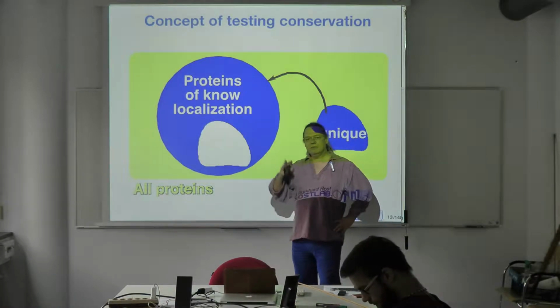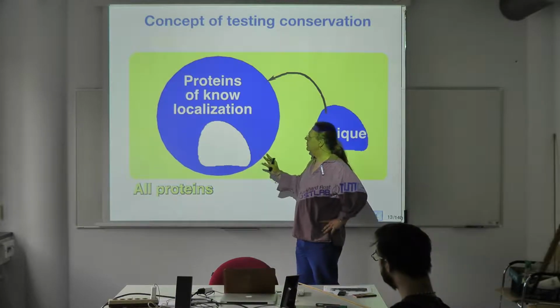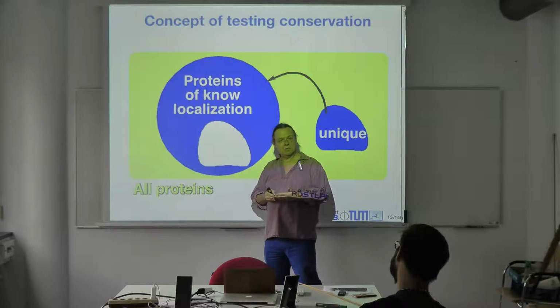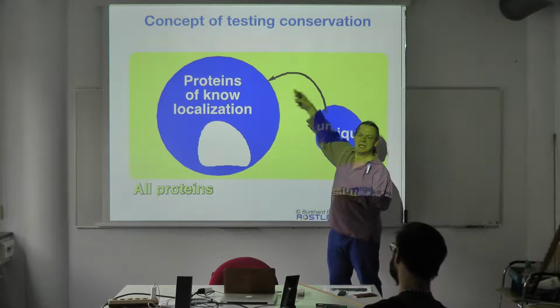So in order to find out how well homology-based inference works, and we have done this, I have shown you that before, you take all proteins of known localization, experimentally known, take a subset of sequence unique ones and do this against all.